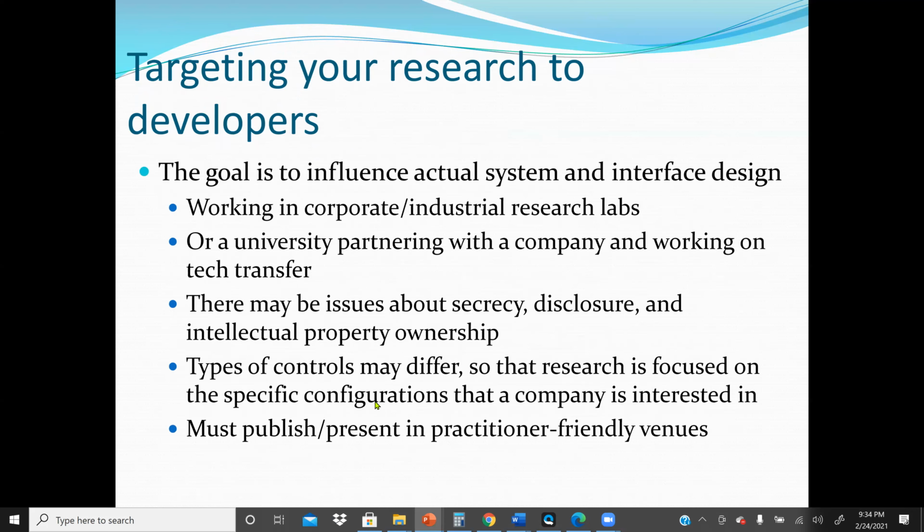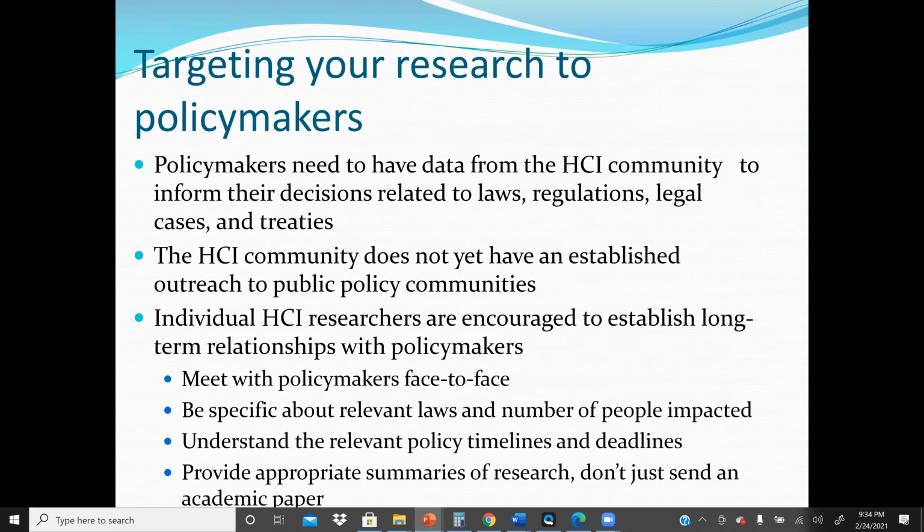Now, when targeting your research to developers, the goal is to influence actual system and interface design. This means working in corporate or industrial research labs, or a university partnering with a company and working on tech transfer. There may also be issues about secrecy, disclosure, and intellectual property ownership. Types of controls may differ, so that research is focused on a specific configuration that a company is interested in. You must publish and also present in practitioner-friendly venues.